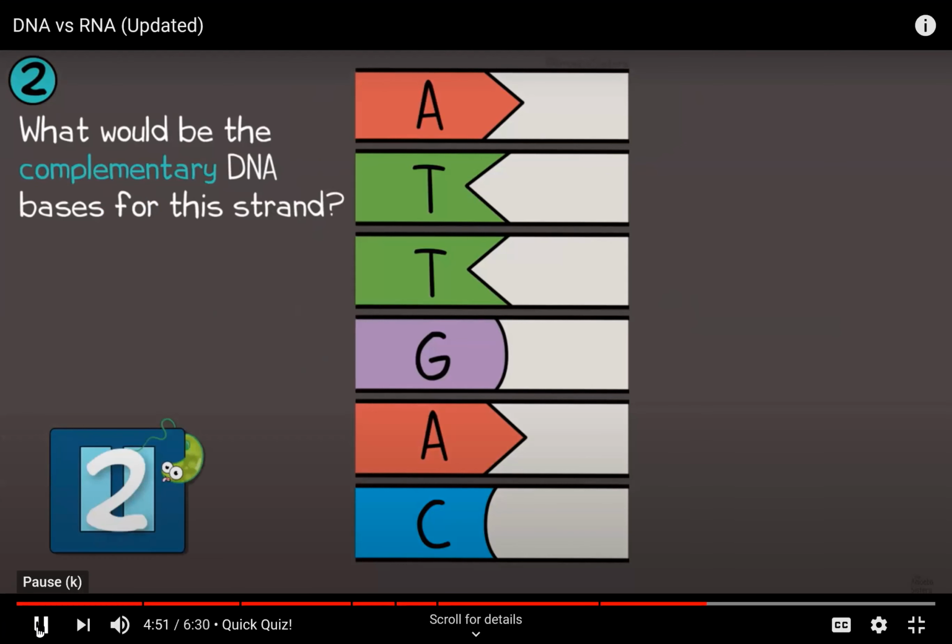can you complete what the complementary DNA bases would be for the other DNA strand? All right, take a second and match up the base pairs for DNA. So adenine and thymine go together, cytosine and guanine go together. Apple in the tree, car in the garage.